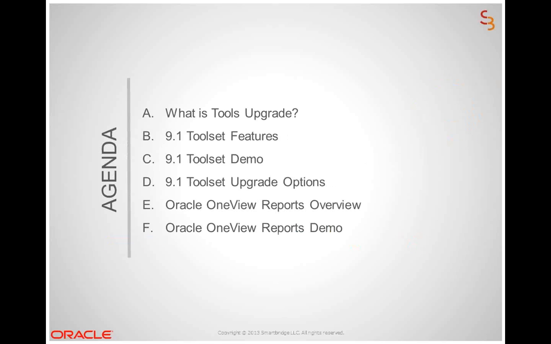So let me just quickly go over what we're going to talk about today. First, just a real level set of what a tools upgrade is. Some of the 9.1 toolset features, an actual demonstration of the UI, and the options you have when you look at upgrading to 9.1. Then we're going to go over one of the key features, which is One View Reporting. We'll provide you an overview of those features as well as a demo of that tool. So let's get started.